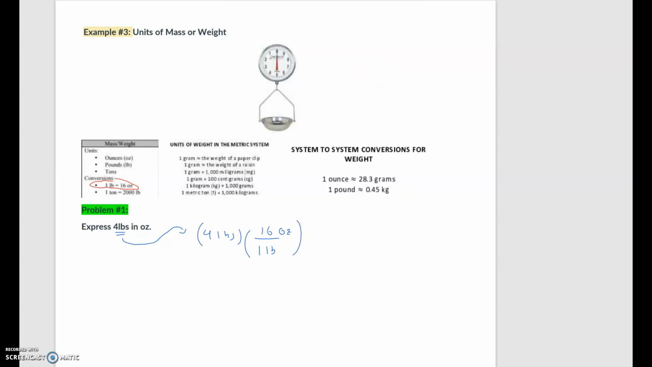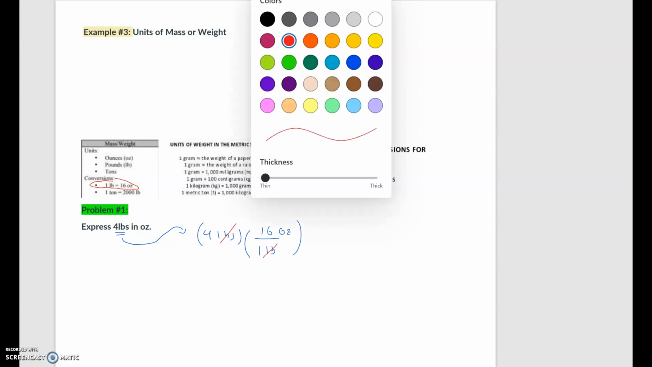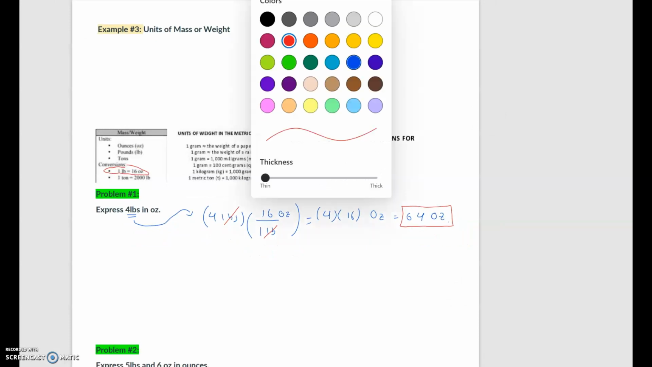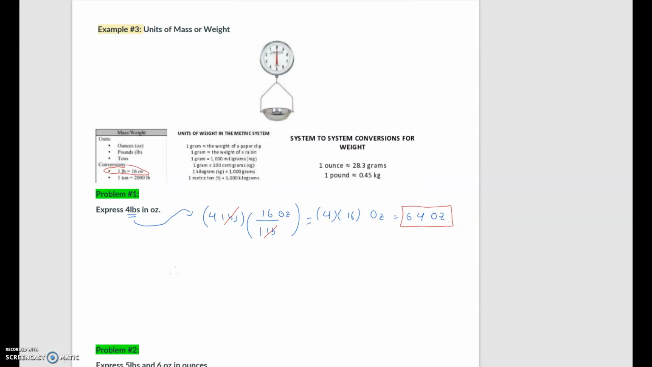And before we do the multiplication, let's double check that the units cancel. So we're going to be left with the values of 4 times the values of 16, and the units are going to be ounces. Or if we multiply, this is going to be a 4 carry 2. I'm getting 64 ounces. And let me just rewrite it. So 4 pounds represents 64 ounces.